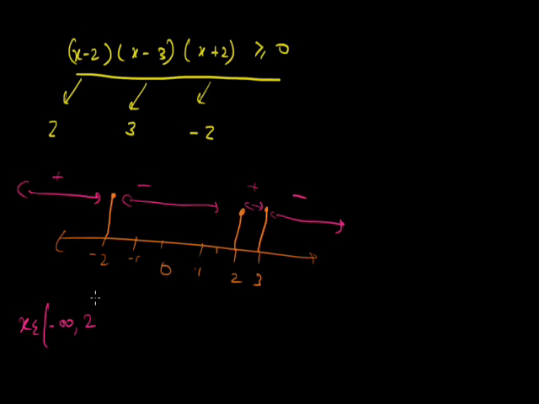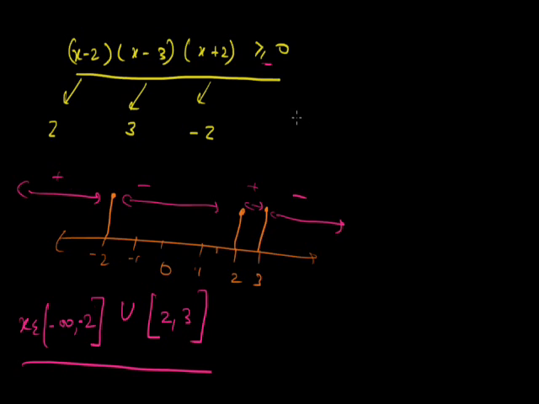Now here the closing bracket would be a small bracket or square bracket. Obviously it's a square bracket because it gives a sign of equality also. So this is a square bracket, then union, then again a square bracket, that is 2 to 3. This is the solution of this inequality, right?